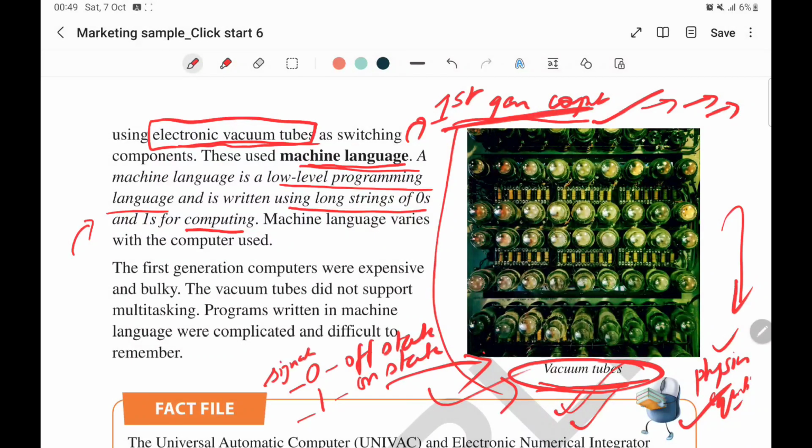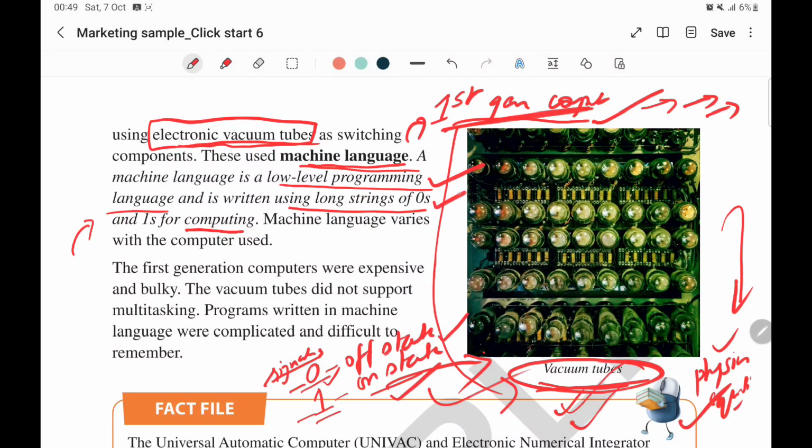We can also say the kind of signals: 0 signal, 1 signal. If a 1 signal is there, it means it is an on state signal, and if 0 is there, it means it is an off state signal. So in this particular language, that is where the information was given. So this language is nothing but a kind of low level programming language.